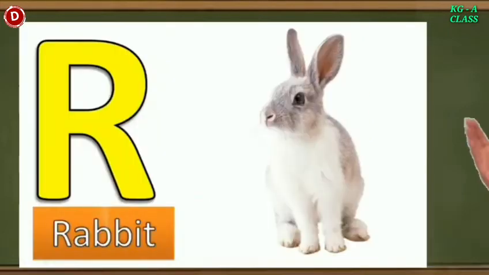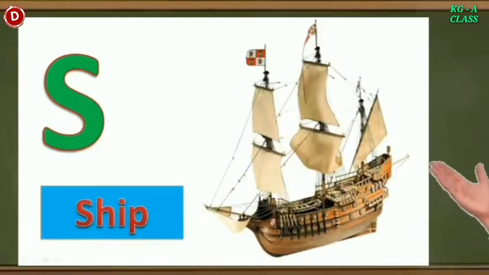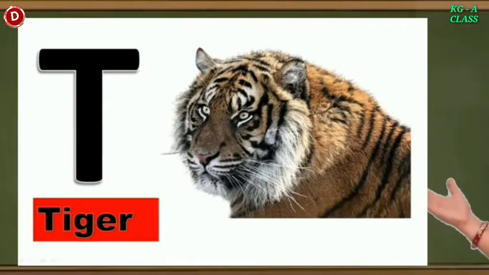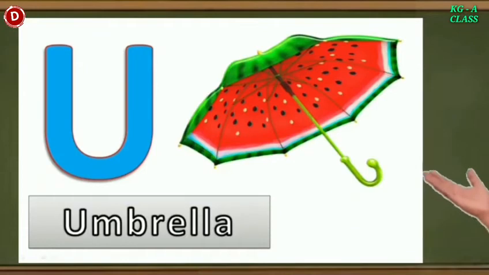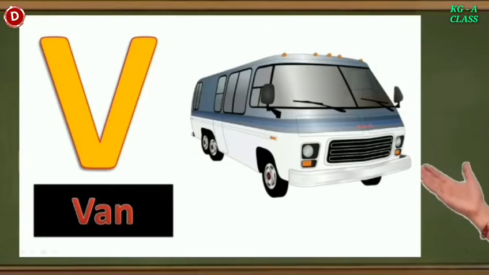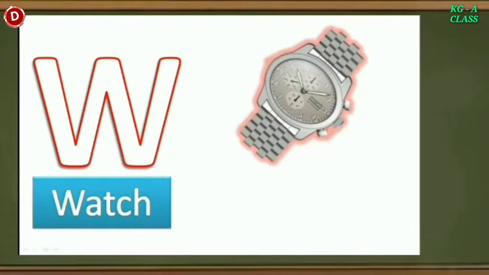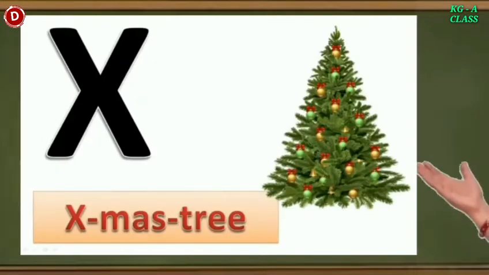Now comes R. R for rabbit. This is S. S for ship. Now comes T. This is capital T. T for tiger. This is a tiger. Now comes U. U for umbrella. The next letter is V. V for van. Now comes W. W for watch. Children, this is X. X for Xmas tree.